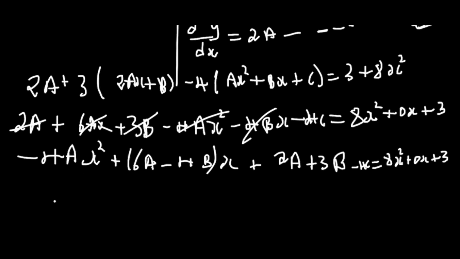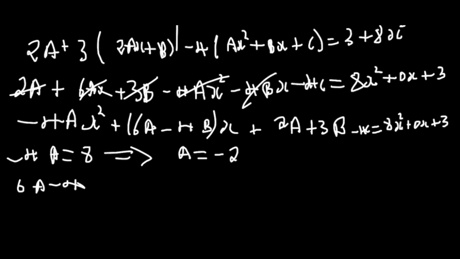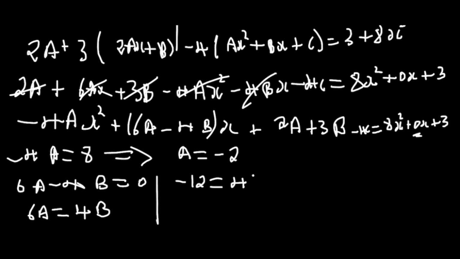So if we equate our coefficients, then we see that minus 4a will simply be equal to 8. So this implies that our a is minus 2. And 6a minus 4b will simply be equal to 0. So we have 6a equals 4b, but we know our a is minus 2, therefore we have minus 12 equals 4b. So this implies that our b will be equal to minus 3. So we keep that aside.